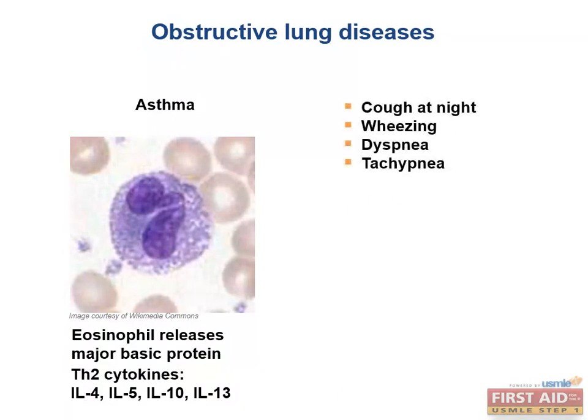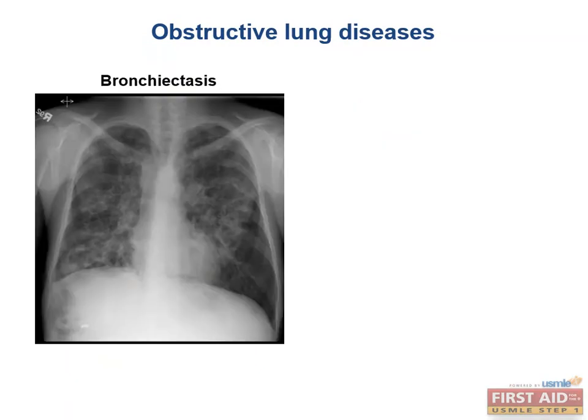The findings of an asthma exacerbation are cough, especially at night, wheezing, dyspnea, and tachypnea. How would you diagnose asthma? With a methacholine challenge, which is addressed in the pharmacology section.